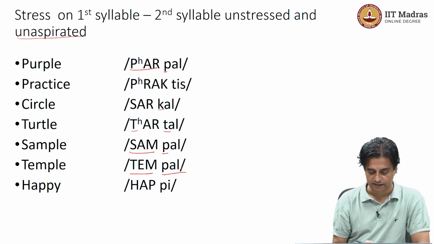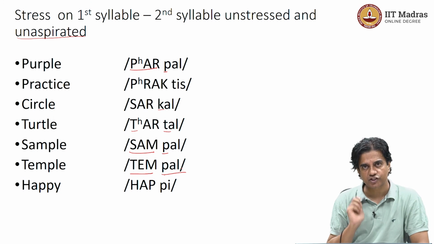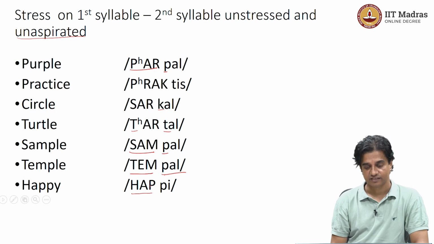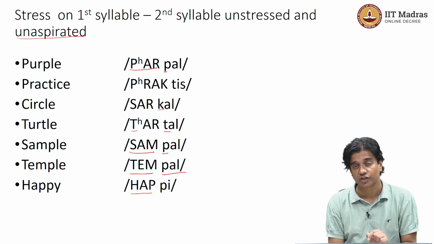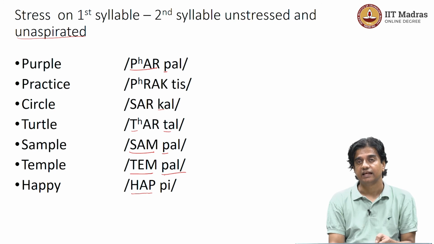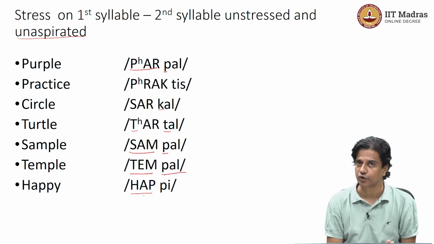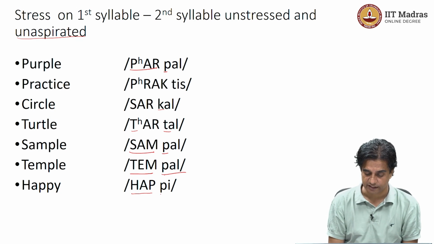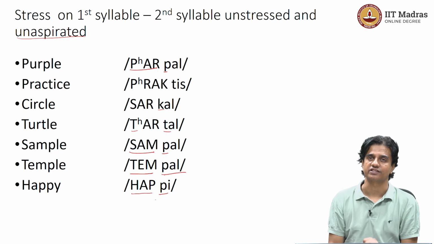Happy, look at this word, happy. This word has two syllables. First syllable is stressed, but pa in this syllable is not getting aspirated because it is at the end of the syllable, not in the beginning of the syllable, therefore it is not getting aspirated. The second pa, in the second syllable, is also not aspirated because that syllable is not stressed.